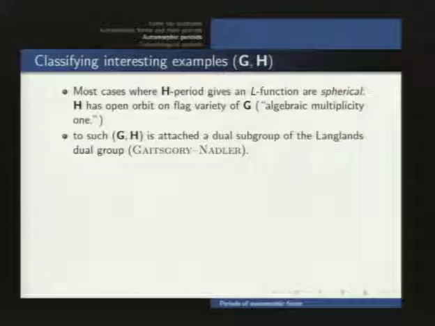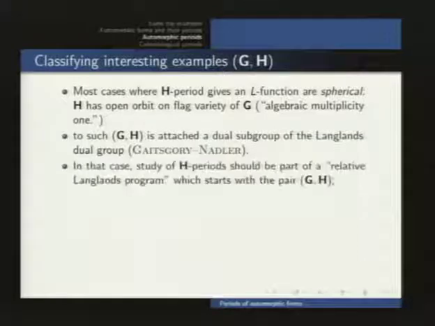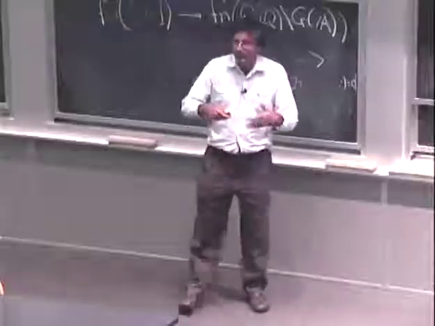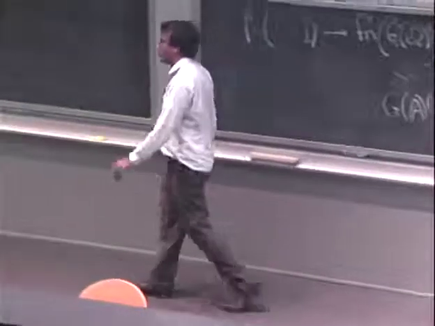Okay. So that's very good because it gives you the possibility of having some sort of systematic way of fitting these pairs into the Langlands program. And in fact, what seems to be the case is that the study of the H periods should be part of a kind of relative Langlands program, which takes as the basic object a pair of a group G and a spherical subgroup H. And the point of this is that the questions and answers will be phrased in terms of this relative dual group.